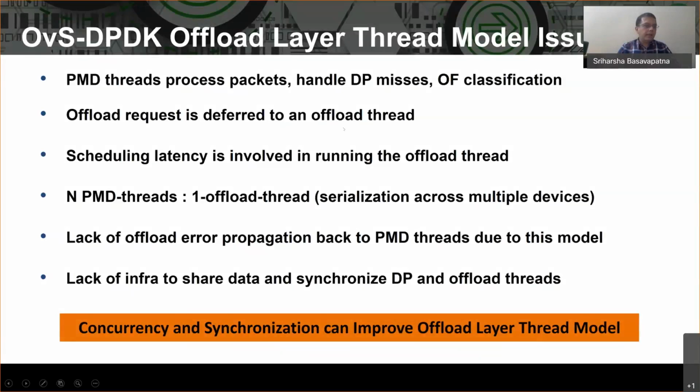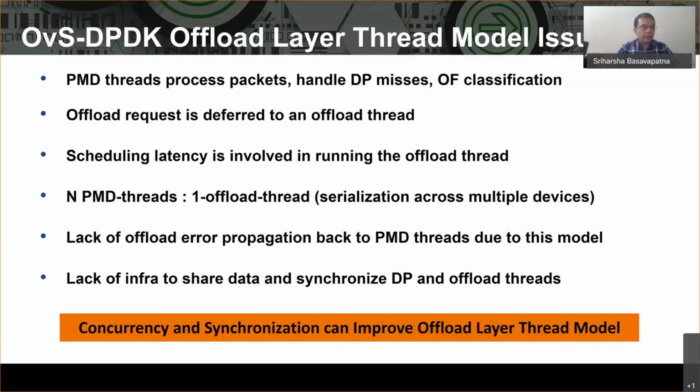So I'll be looking at the OvS DPDK offload layer thread model and the related issues. In OvS DPDK, there's a bunch of PMD threads that actually process the packets, handle data path misses, and the OpenFlow classification, and so on. But then there's a separate thread that handles the offload request. It's called the offload thread. Because there is a separate thread, obviously there is some scheduling latency between the PMD threads and the offload thread.